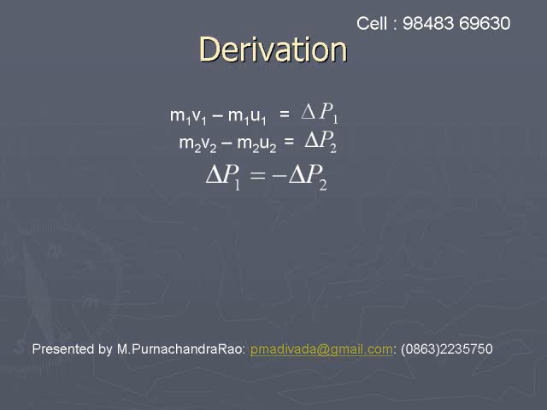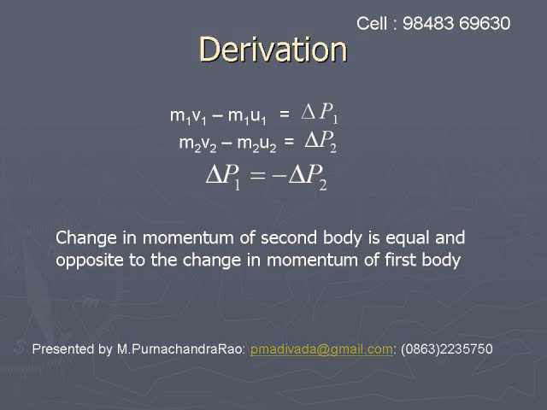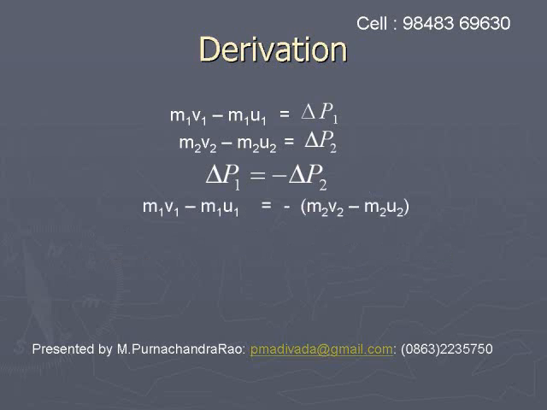Delta p1 is equal to minus delta p2. The change in momentum of the first body is equal and opposite to the change in momentum of the second body. Hence, m1v1 minus m1u1 is equal to minus of m2v2 minus m2u2.